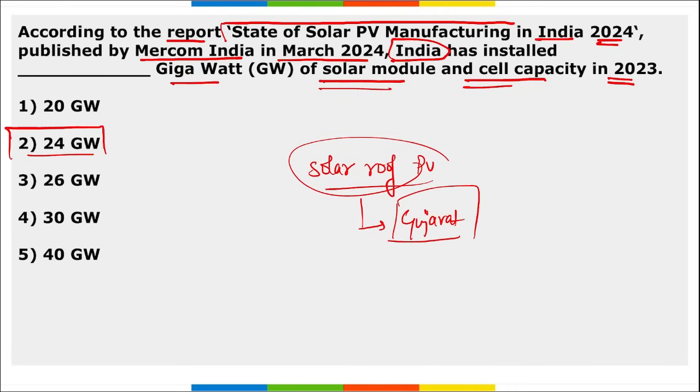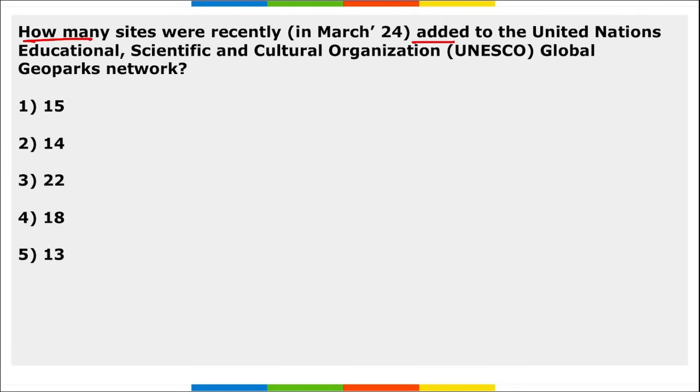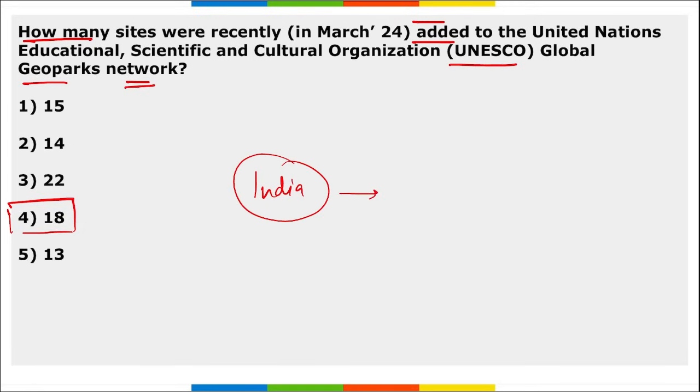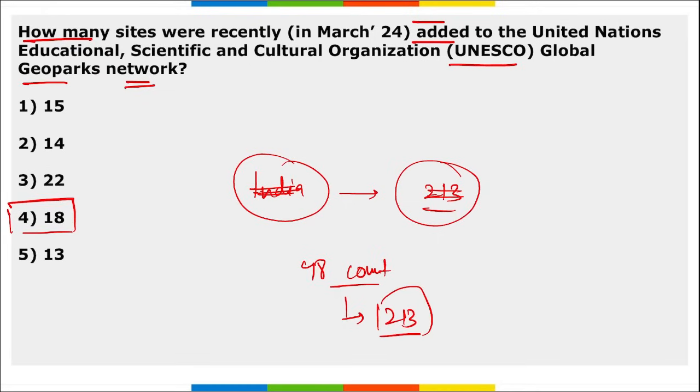Next, how many sites were recently added to the UNESCO Global Geoparks network? As of now, a total of 18 sites were recently added to the UNESCO Global Geoparks network. Additionally, a transboundary geopark spans Belgium and the Kingdom of Netherlands. Correct. With the addition of these 18 geoparks, the total network of geoparks in 48 countries globally is 213. So there are 213 geoparks globally.